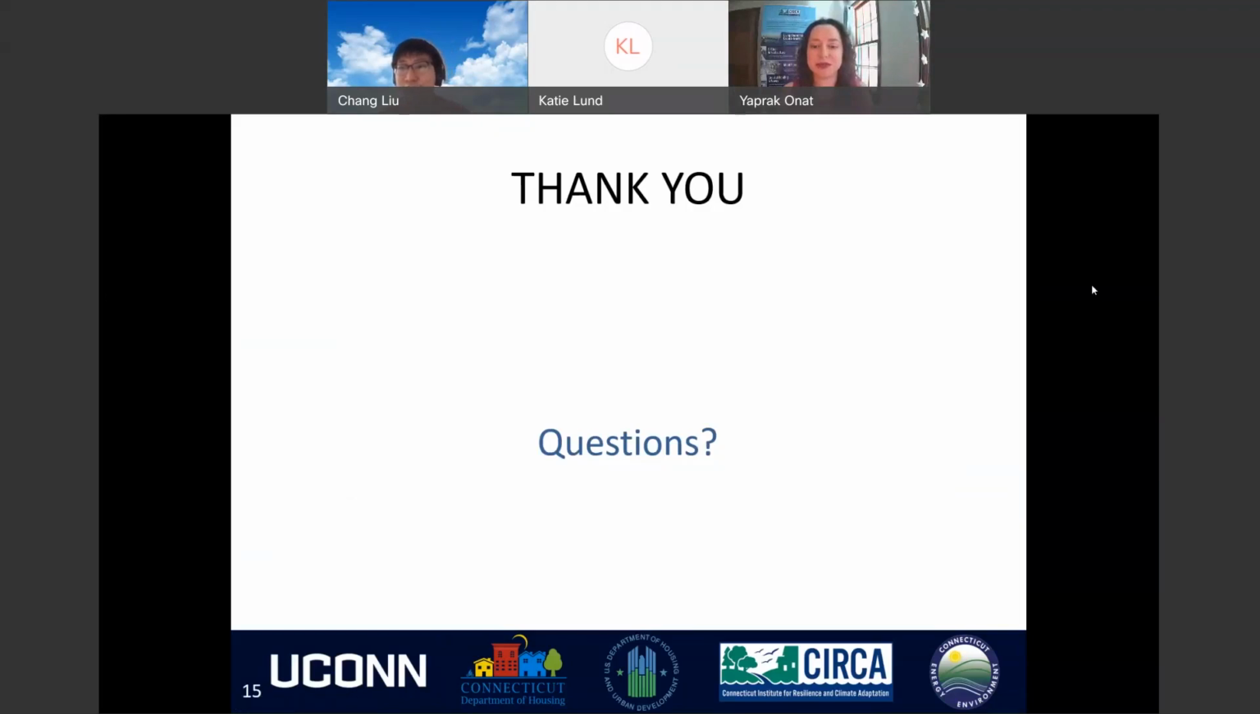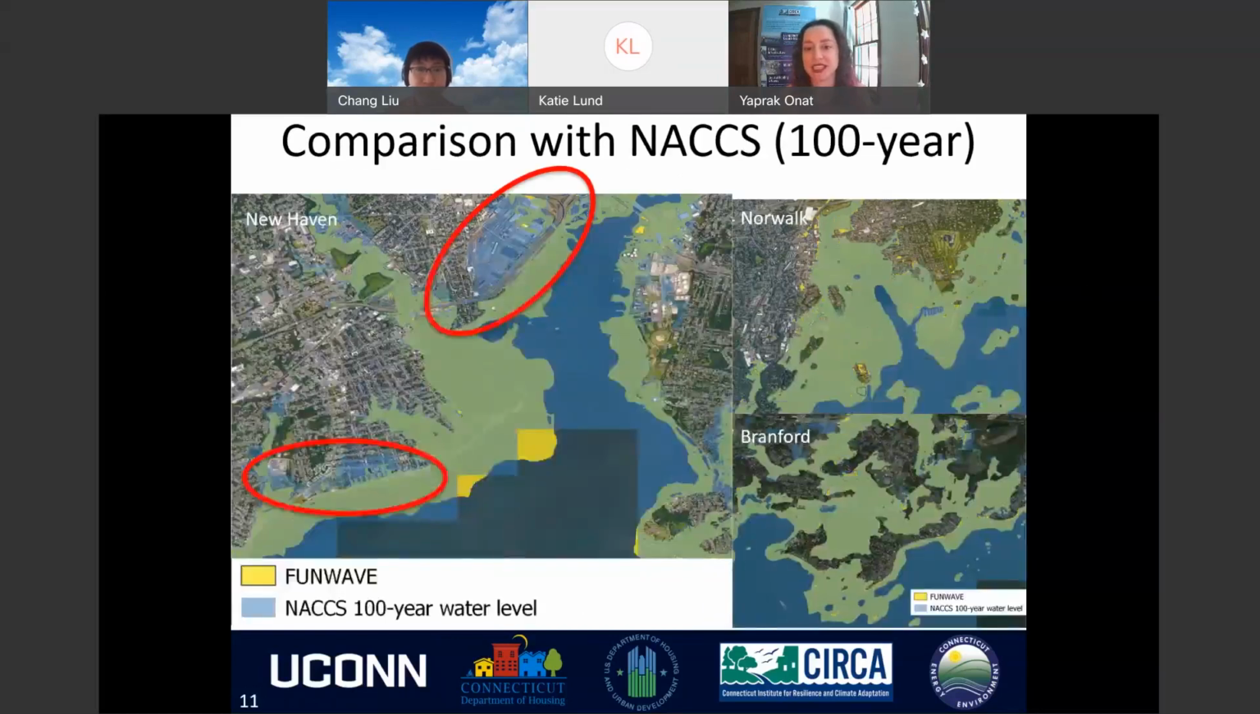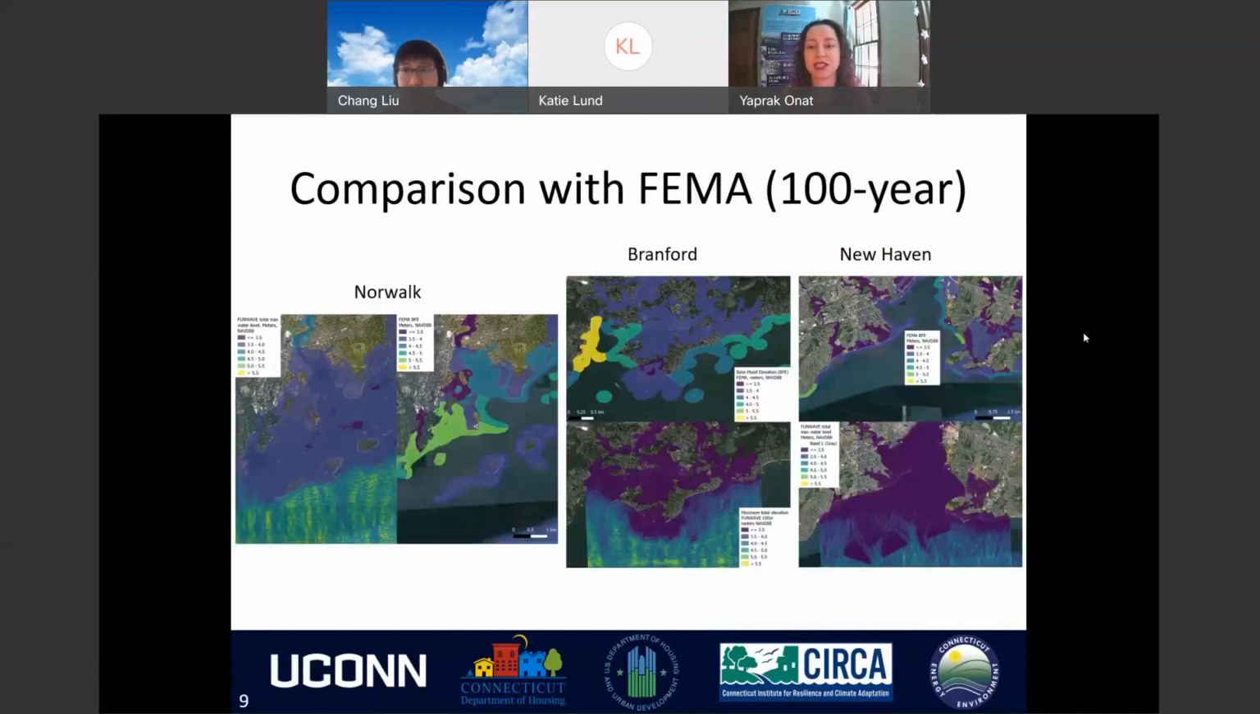Now I'm looking for the questions on the chat box. There's a general theme about the comparison between FUNWAVE results and the FEMA results. If you can maybe go over them a little bit more. The questions generally ask where this difference with the FEMA results is coming from, and whether the FEMA results are over or underestimating compared to the FUNWAVE results.